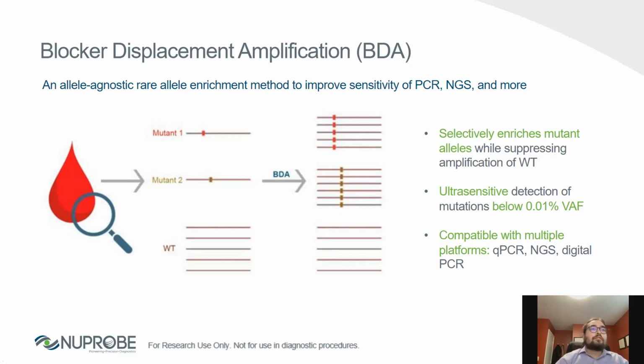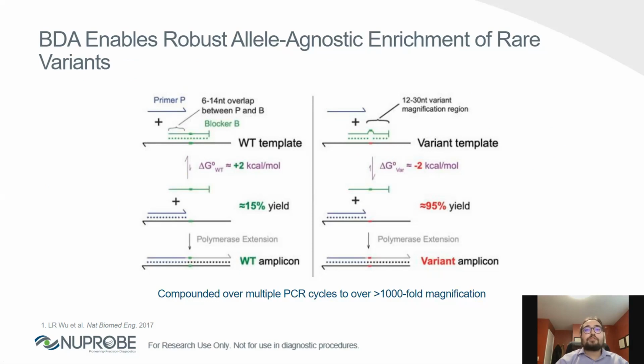So the way that this technology works is through a competitive hybridization reaction between a non-extensible oligonucleotide called a blocker and an extensible primer. The blocker is designed to be complementary to a known DNA sequence, in this case, the wild-type template, while the primer is designed to have a region of overlap between the blocker and primer. And so basically this region of overlap creates competition between primer and blocker.